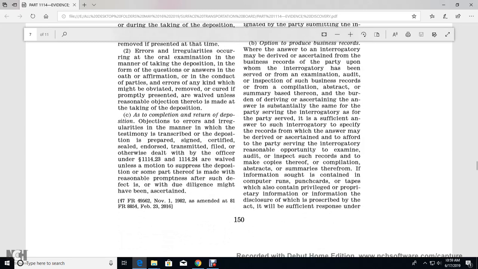Part C. Completion of the return of the deposition. Objection to the errors and irregularities in the manner in which the testimony is transcribed, or the deposition is prepared, signed, certified, sealed, endorsed, transmitted, filed, or otherwise dealt with by the officer under 11-14-23 and 11-14-24, is waived unless a motion to suppress the deposition, or some part of it, is made with reasonable promptness after such defect is, or with due diligence might have been, ascertained.